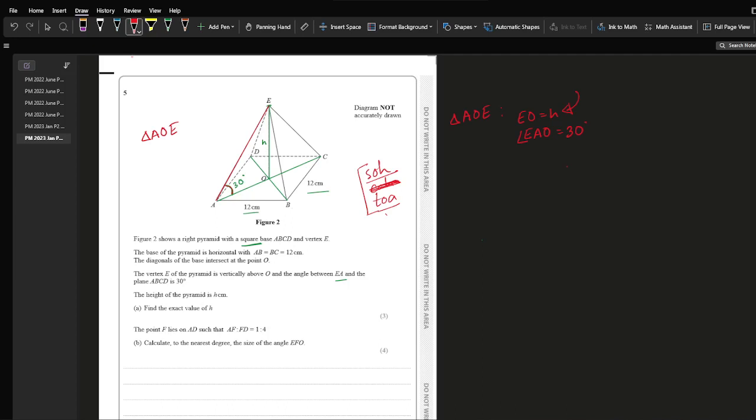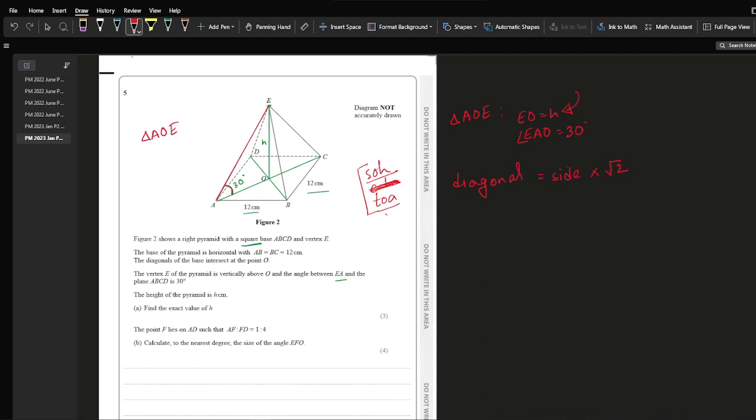Now which one do we take? We have either side AO or side AE. Which one can we find? That's the main question. If we look at AE, there's nothing given here that would be helpful to find AE. But if we look at AO, this is half the diagonal of the square ABCD, and the diagonal of a square, which is only applicable to a square, is side times square root of 2.